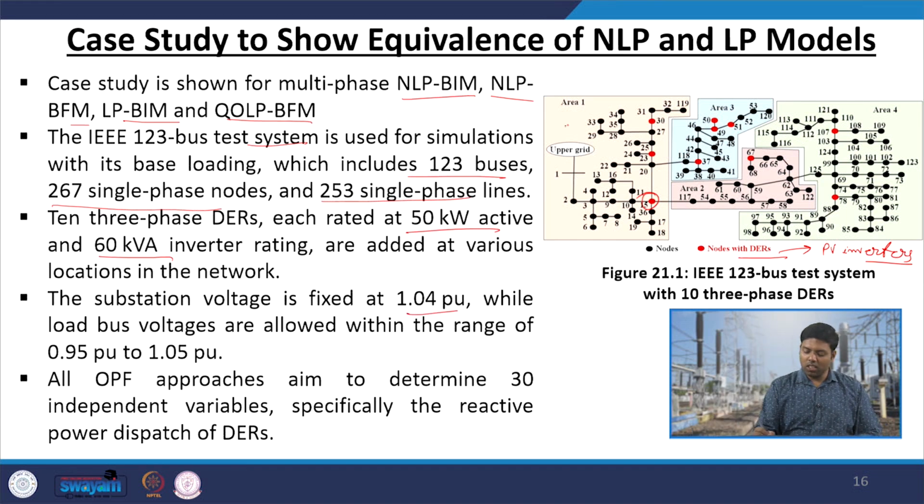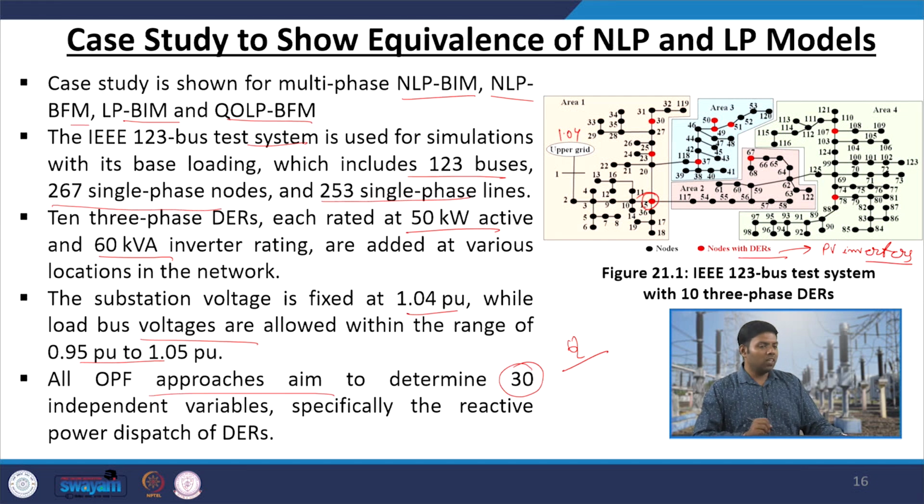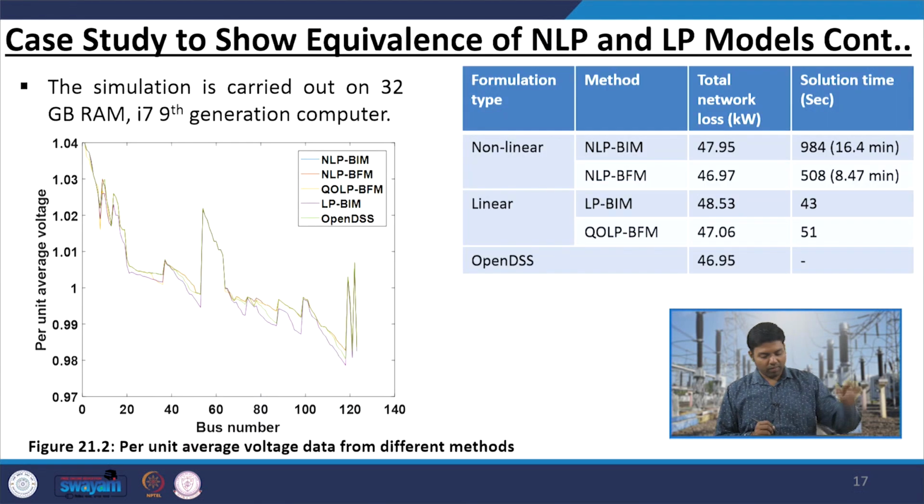The substation voltage is at 1.04 per unit, and the bus voltage limit is 0.95 per unit to 1.05 per unit. We are trying to minimize the loss of the network by determining the reactive power support of the 30 DERs. That means we will determine how much Q support we are getting from the DERs that will minimize the total loss of the network. We have solved it on a 32 GB i7 9th generation computer, and you can see the average voltage profile of the network for different algorithms.